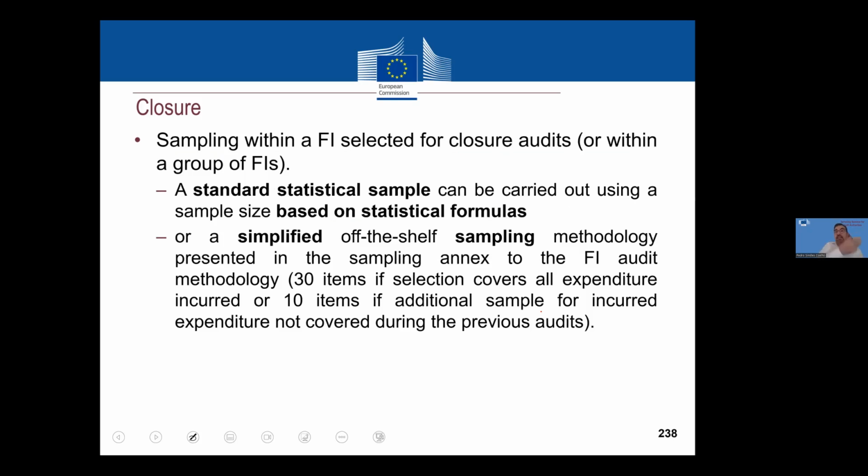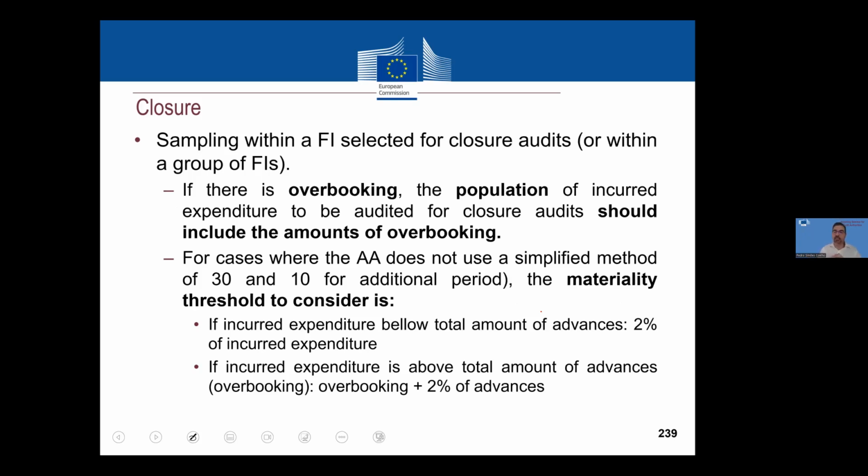But again, as I said before, you have this simplified, let's call it off-the-shelf sampling methodology, where you can cap your sample size to 30 items if you are covering the whole incurred expenditure, or 10 items if you are just covering a part of this expenditure and combining it with a previous sample that has already covered part of the expenditure. Last information about closure, an important one.